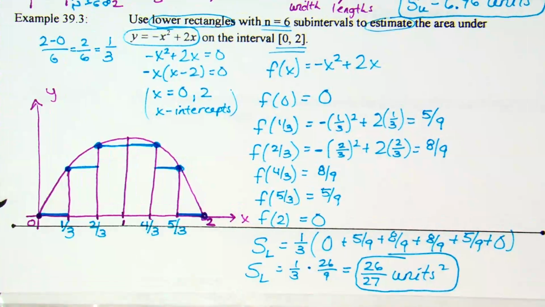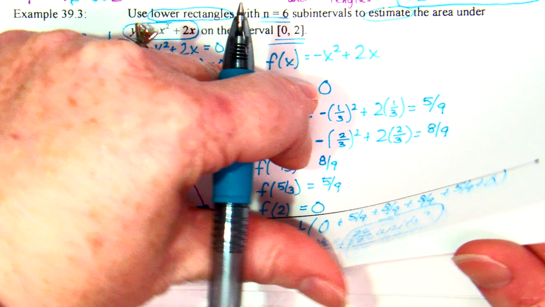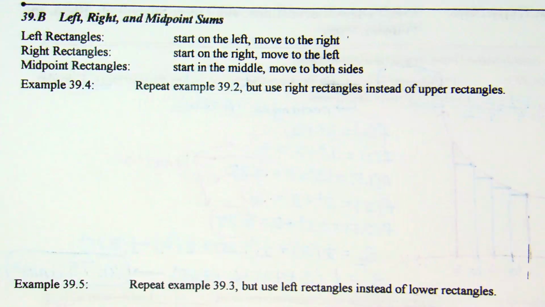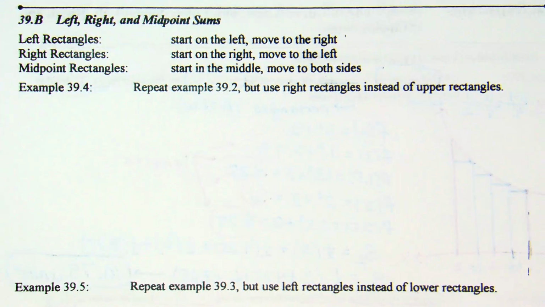Okay. We're going to have to fly through the back. The front was upper or lower, yes? The back is left and right. It's not really deciding. They tell you, you use the left or you use the right, period, end of statement. So left rectangles, notice at the top it says, start on the left, move to the right. Right rectangles, start on the right, move to the left. Midpoint rectangles, start in the middle and move to both sides.